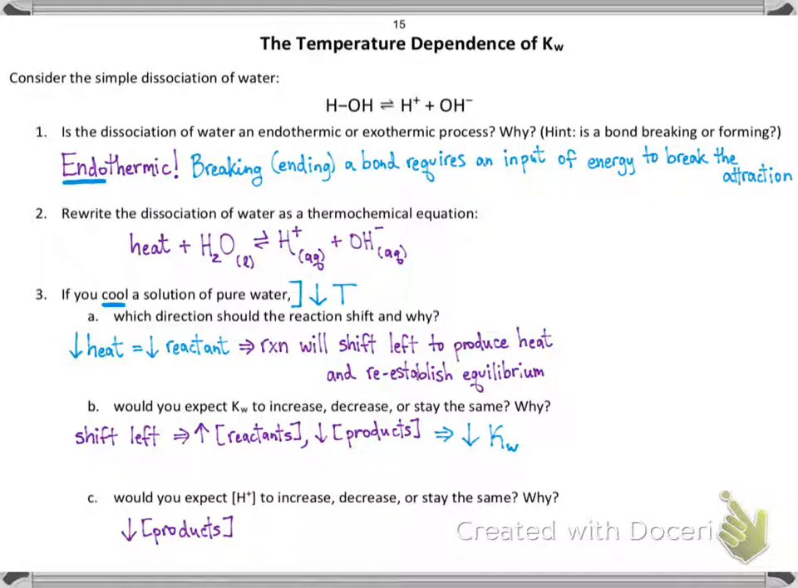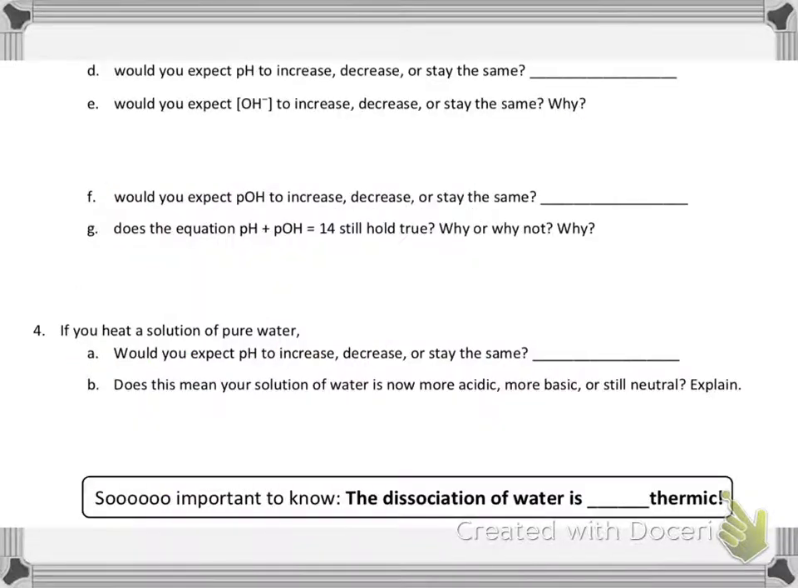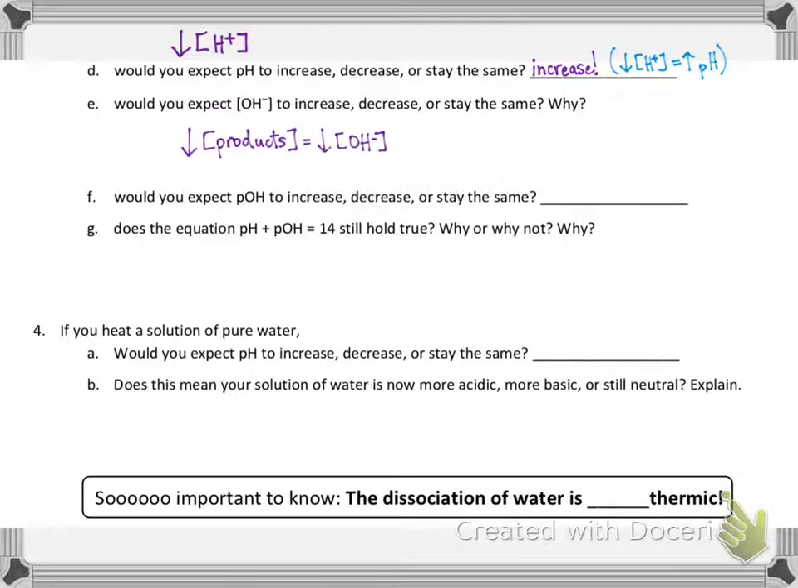Remember how shifting left decreased the concentration of products? Well, H+ is a product, so of course its concentration will go down. Okay, well the concentration of H+ decreased, so we want to figure out what that does to pH. Hopefully you remember that this would actually cause the pH to increase, because an increased pH is less acidic. Now we want to know what happened to the hydroxide ion concentration. Well, hopefully you realize that hydroxide is a product just like H+, so the concentration of hydroxide will also go down. And of course, if the concentration of hydroxide went down, the pOH goes up.